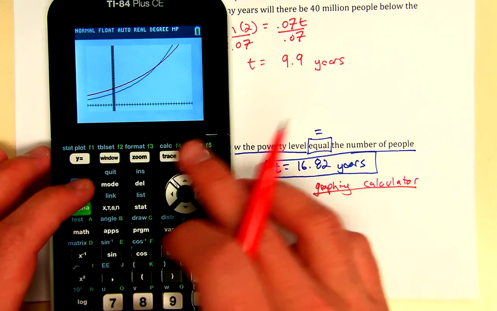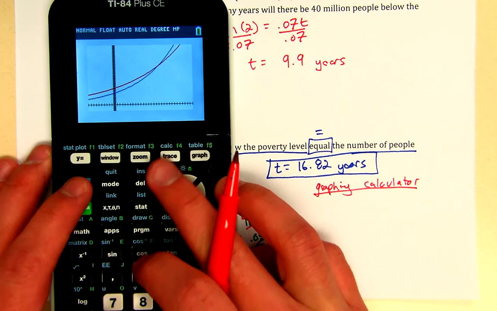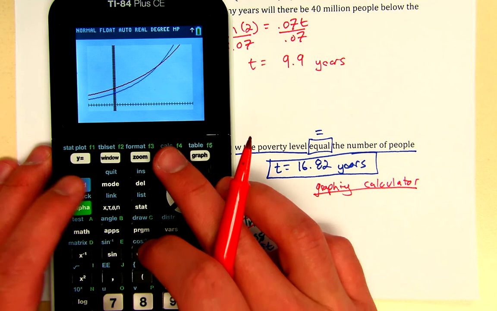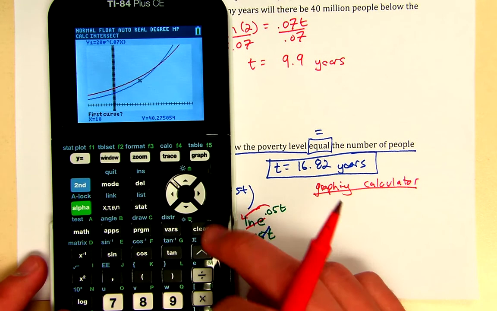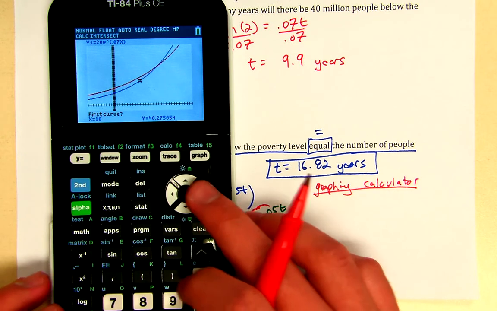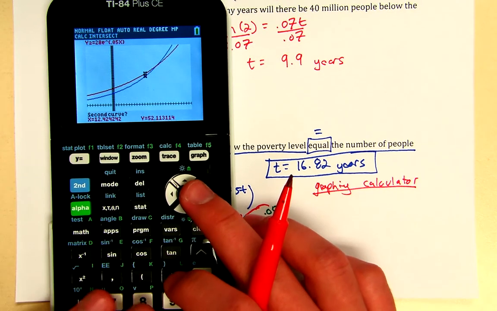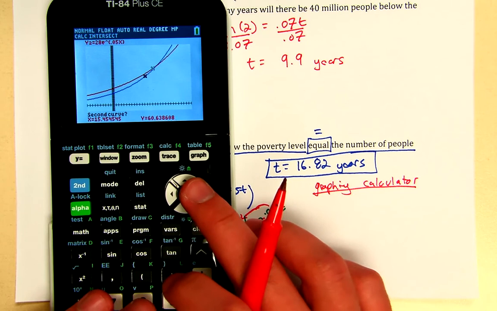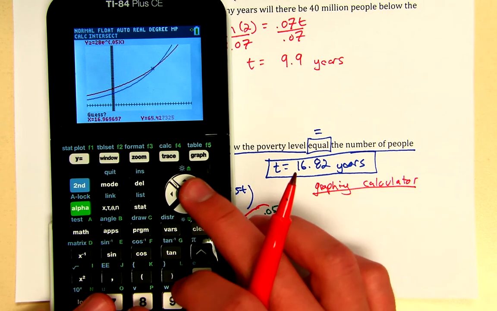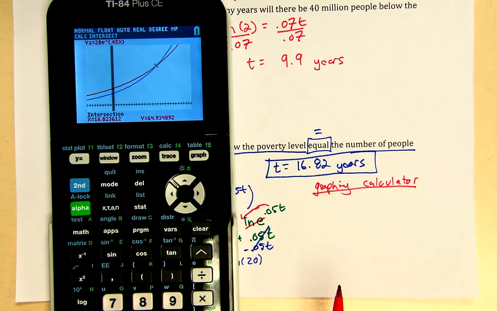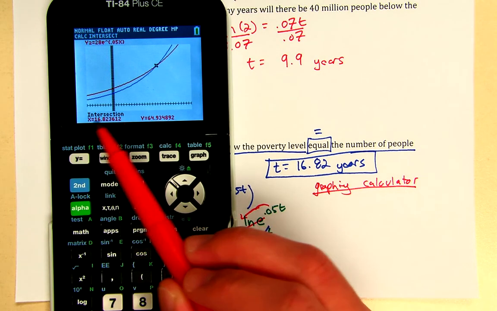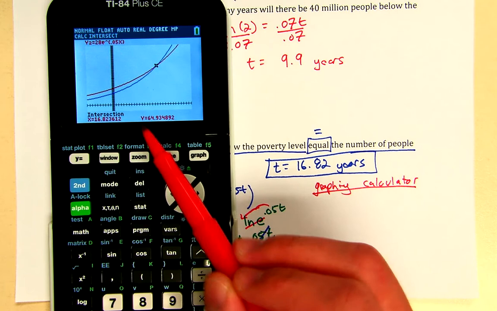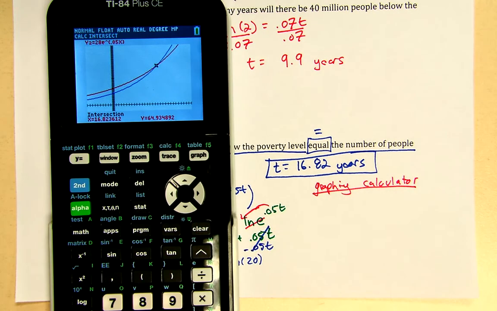Now, to get that intersection, recall from chapter 10 when we worked with the calculations. If you hit second calc, you can find an intersection. All you have to do is go to intersect and follow the on-screen directions. It says first curve, so pick a point somewhere close to it. Second curve, make sure you're on the second curve. Pick a point closer or anywhere, and then you guess. And it says, hey, intersection. So if you can see that on the screen here, it says 16.82, and the population it actually gives you is 64.93 million people.